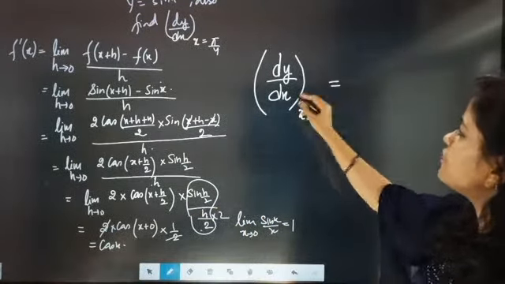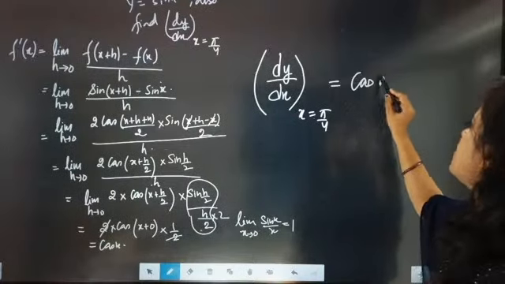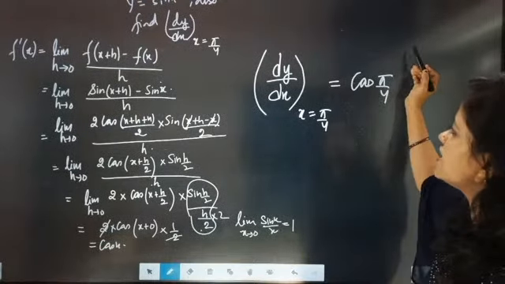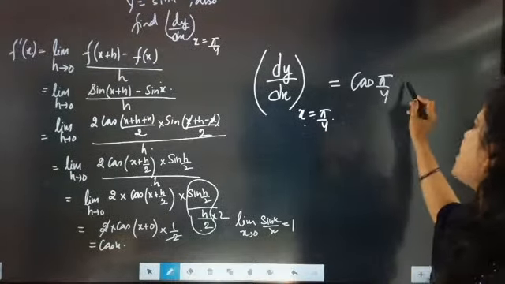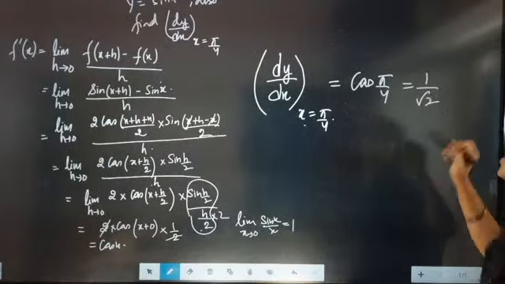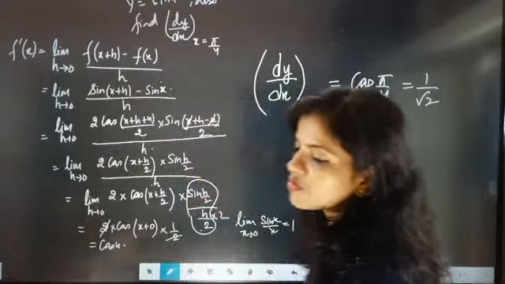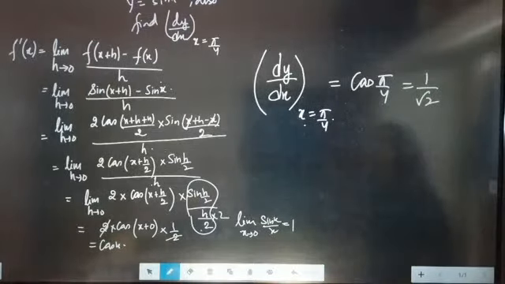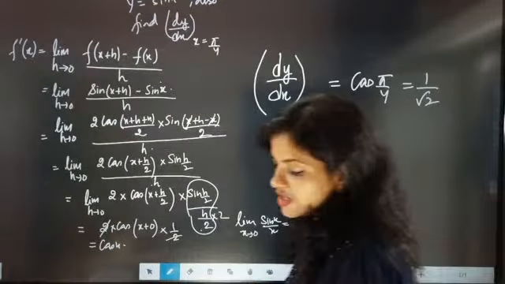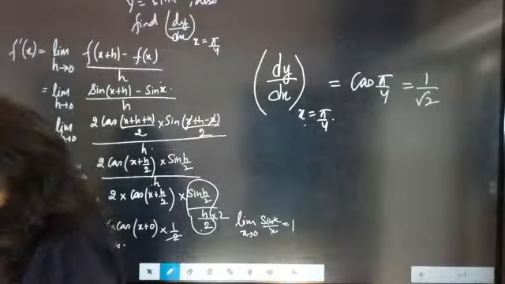So now after differentiation you are getting cos x, but here you have to substitute x as pi by 4. So cos pi by 4 is 1 by root 2. So the final answer will become 1 by root 2.